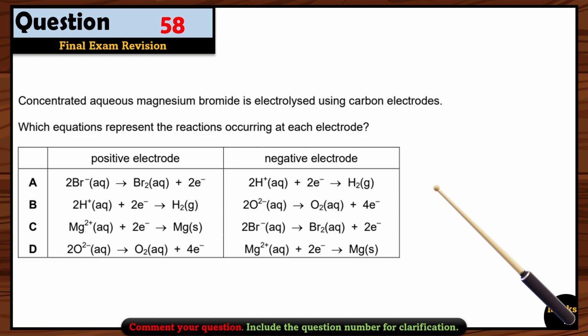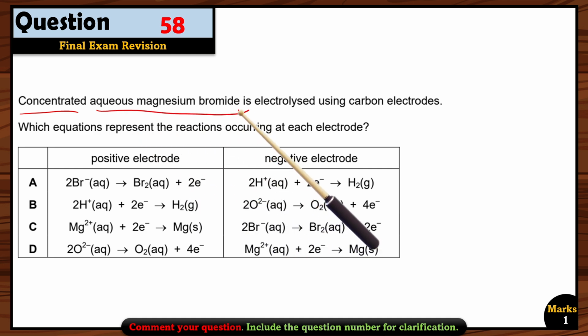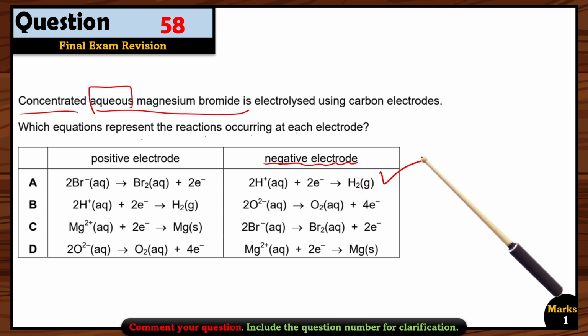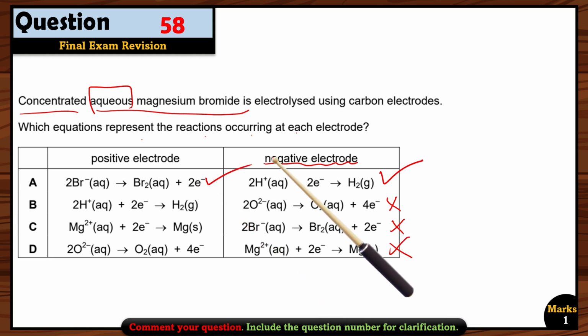Question 58. Concentrated aqueous magnesium bromide is electrolyzed using carbon electrodes. Which equation represents the reaction occurring at each electrode? So, it's aqueous. Of course, at the cathode you are going to get hydrogen. Where can you see hydrogen? Yes, this option. No other option has hydrogen, so you don't even have to look over here. This option, of course, is the right option.